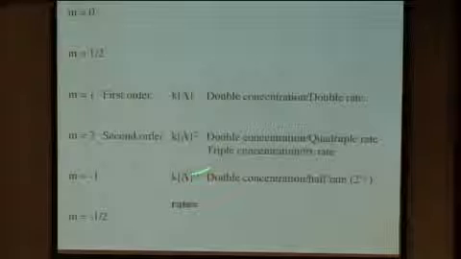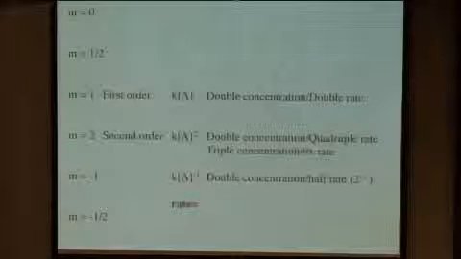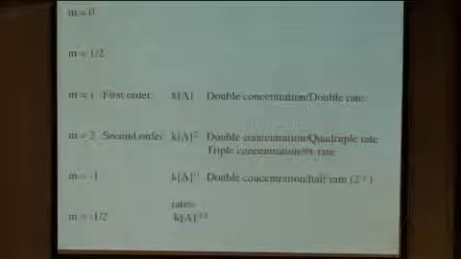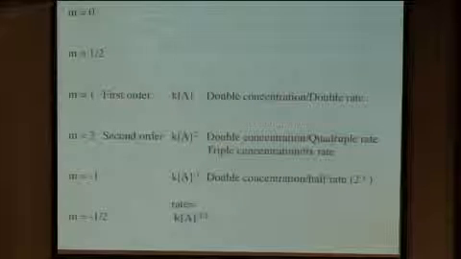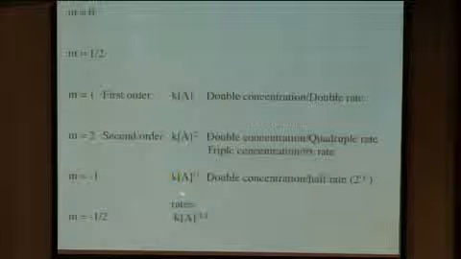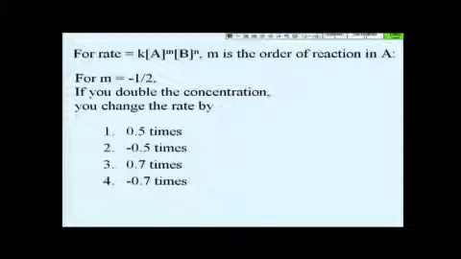All right, so also there is no name that I'm aware of for when m equals minus a half, but we can write the rate law. So that's just going to be k times the concentration of A raised to the minus 1/2. Again, for the order of reaction, they can be integers, they can be fractions, they can be negative, and they can be positive. So tell me, for doubling the concentration here of this one, what's going to happen to the rate?